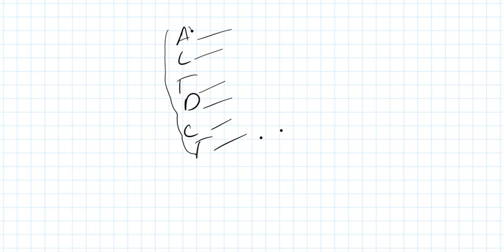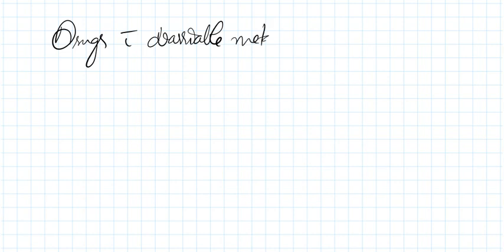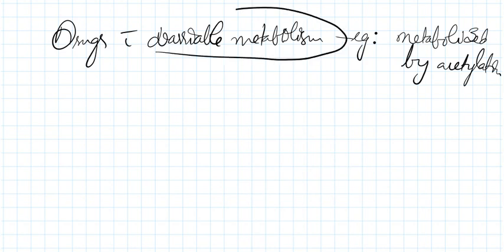Drugs with variable metabolism. See, there are some drugs that show different types of metabolism, different metabolic systems. Drugs with variable metabolism, for example, are the drugs which are metabolized by acetylation. They have variable metabolism, right? So they have variable metabolism.